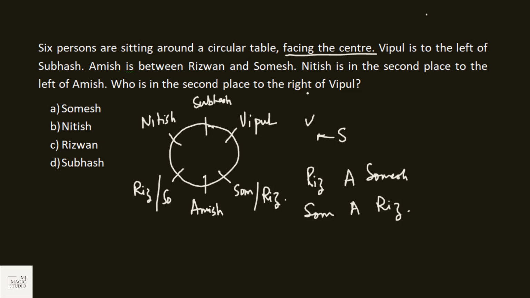Who is second place to the right of Vipul? Vipul, right 1, 2. Second place is Nitish. This is right of Vipul, this is left of Vipul, because Vipul is facing towards the center. So second to the right of Vipul is Nitish, that is option B.